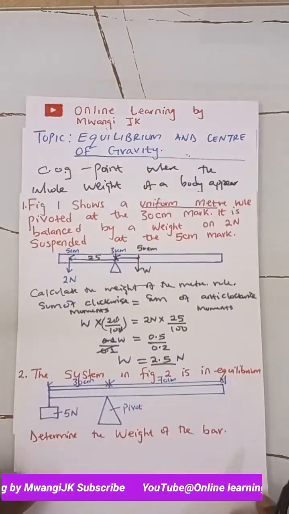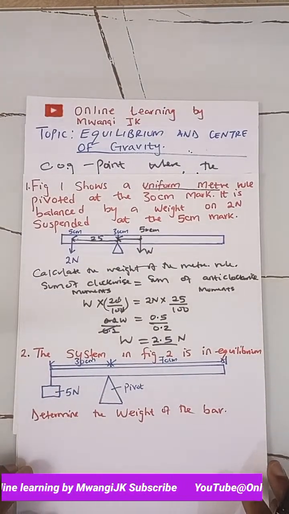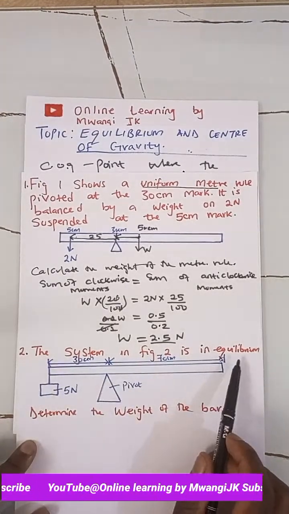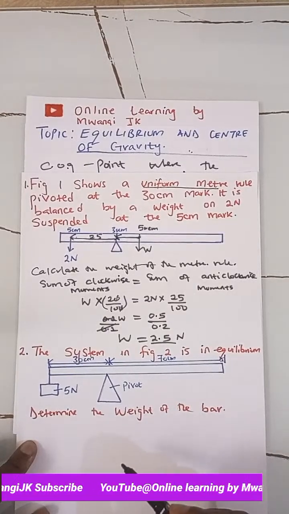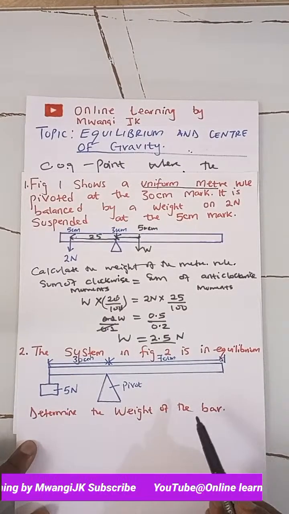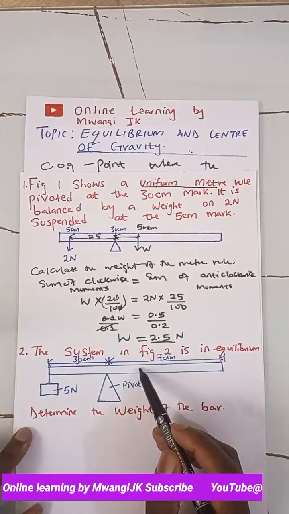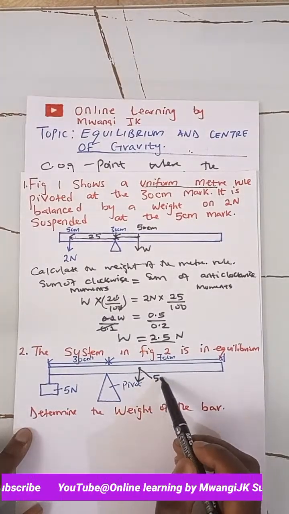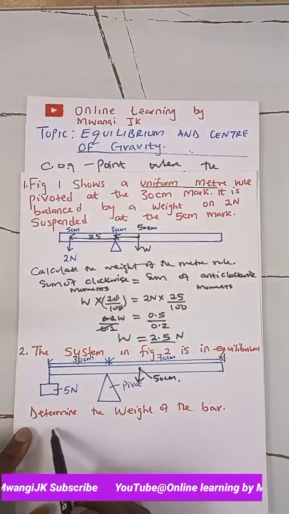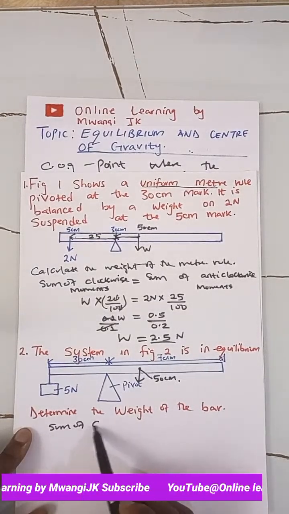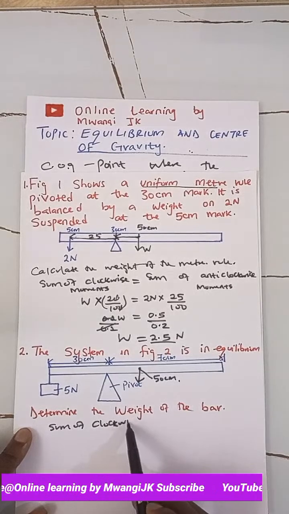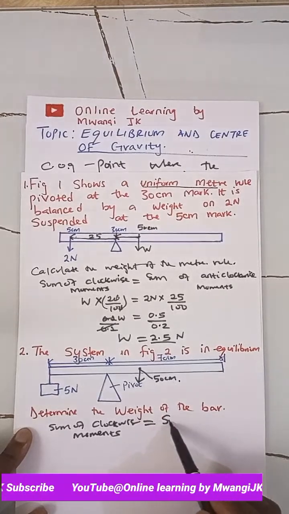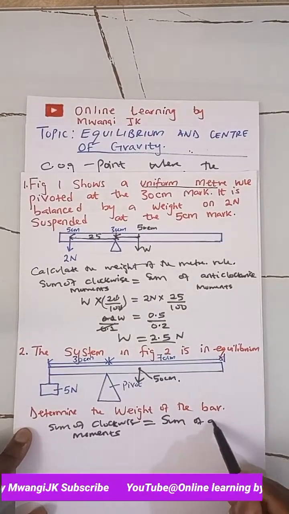So another example, we have one here, and we have the system in figure 2 is in equilibrium. Equilibrium means it is balanced at the center. Determine the weight of the bar. So the weight of the bar, the weight acts at the center, so at the 50 centimeter mark. So again we'll say the sum of clockwise moments is equal to the sum of anticlockwise moments.